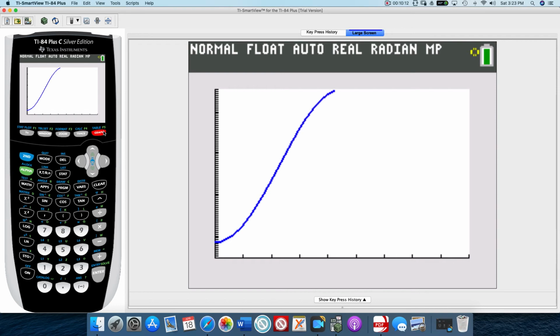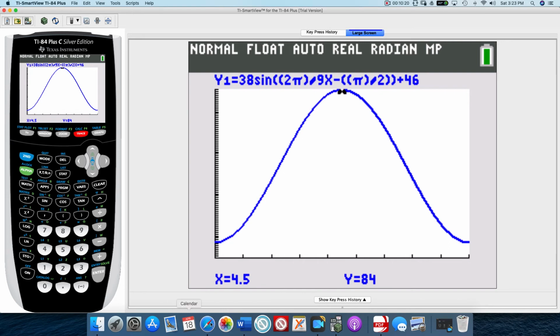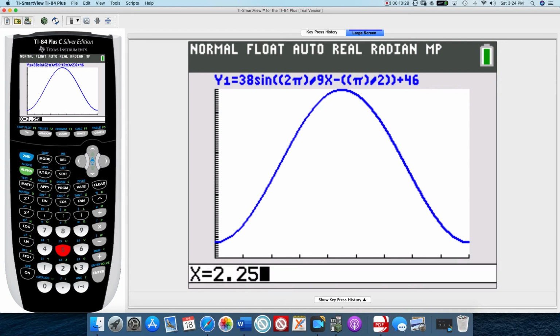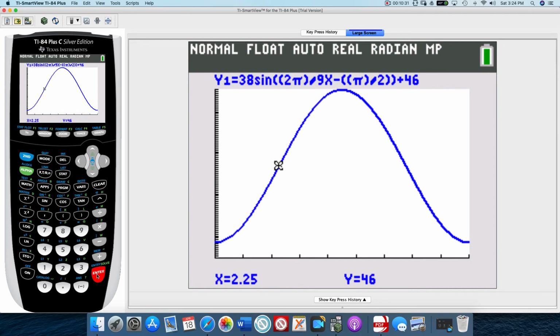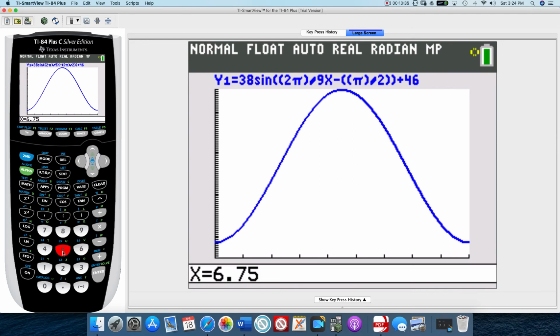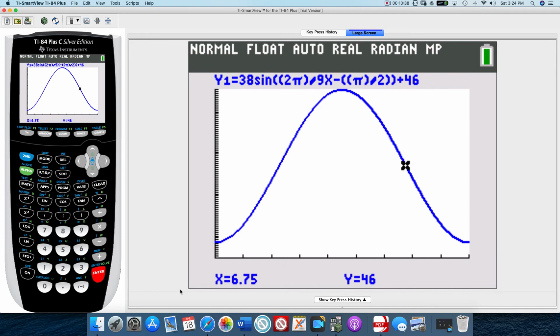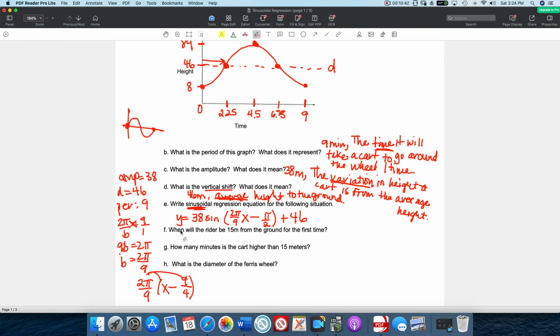And what I would do, as soon as it's done graphing, let's check our points. Let's make sure our points are on here. So I'm going to hit trace. 4.5, 48, we have that point. 0, 8, 9, 8. Here's the big ones though. I would check 2.25, and there you go, you're at 46. And then our other point was at 6.75. And there's that point. So our graph looks good. Everything matched up.